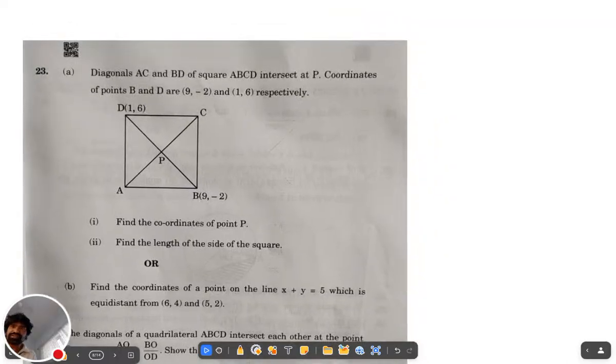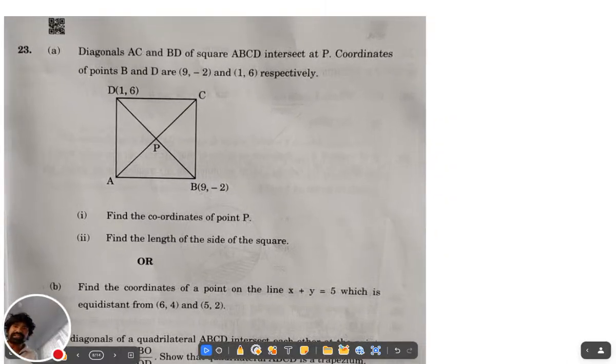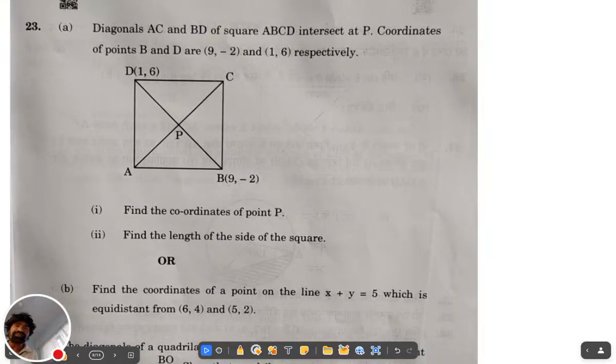Yes, question 23: diagonals AC and BD of square ABCD intersect at P. Coordinates of points B and D are (9, -2) and (1, 6) respectively. So here the coordinates of D and B are given and ABCD is a square. Now we need to find the coordinates of point P, the first question.